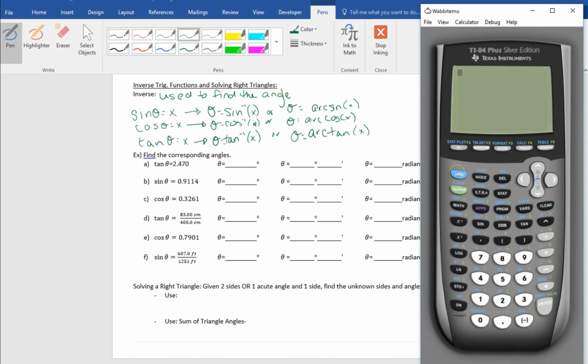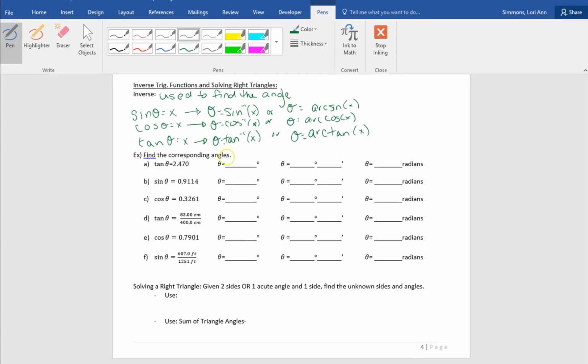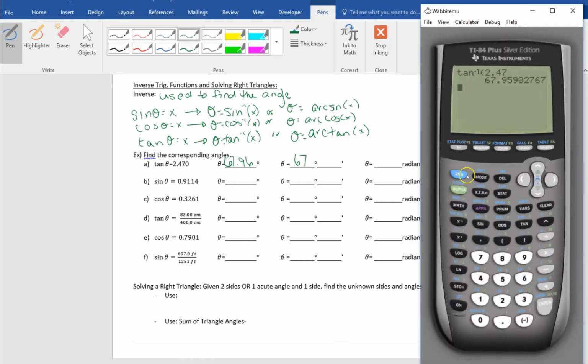So we want to do tangent inverse. Because here we have tangent of theta, we want to do tangent inverse. So do second tangent of 2.47. So it's 67.96 degrees. So it's 67 degrees. And we can figure that out by going to second apps.